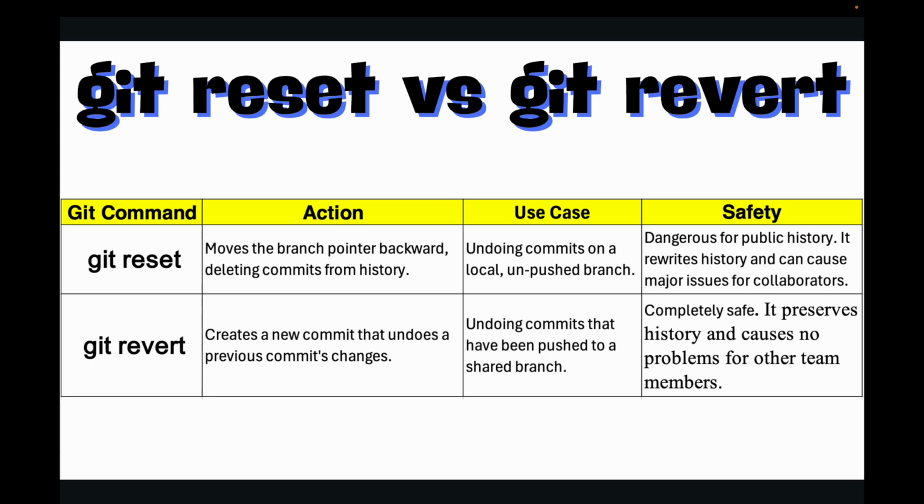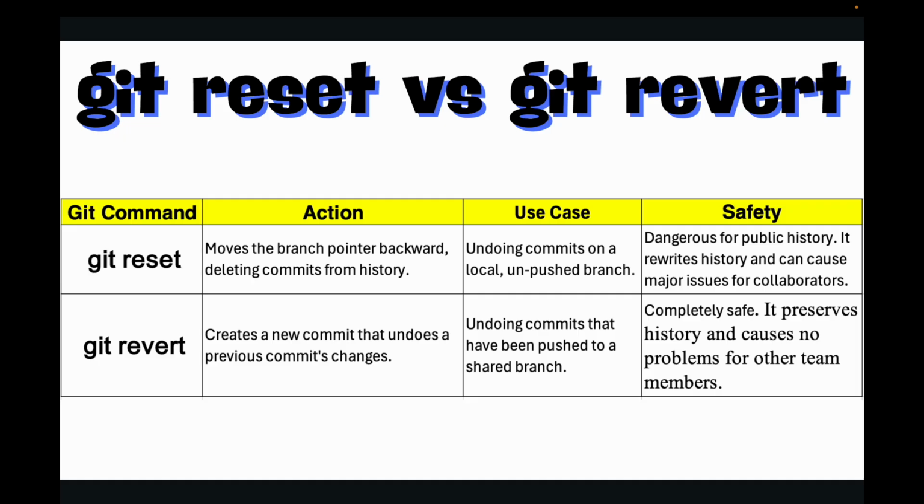So, let's talk about some of the differences between git revert and git reset. So the git reset command, the action is that it will move the branch pointer backward, deleting commits from history. So this will delete your commit history. The use case is when you want to undo commits on a local unpushed branch. The safety is that you should never use this for public shared history because it rewrites the history and can cause major issues for collaborators.